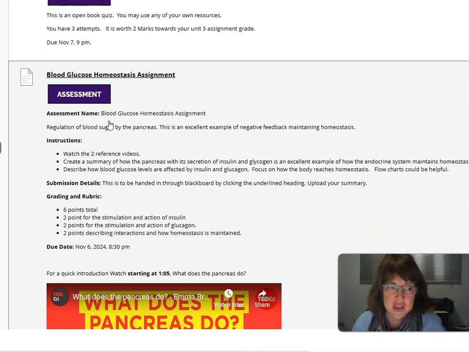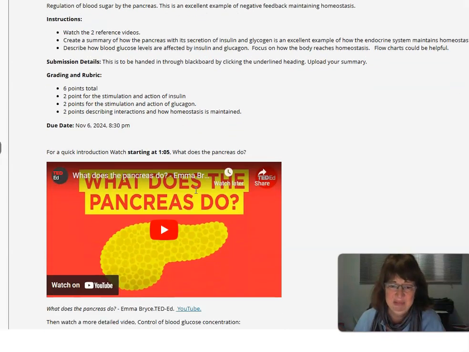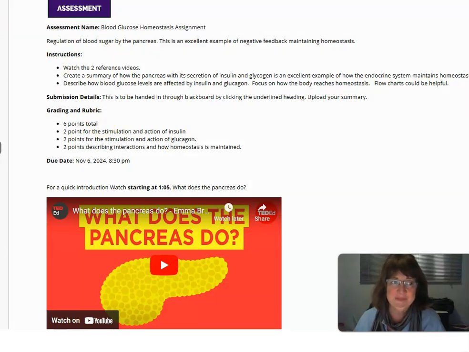So I wanted you to watch those 2 videos and then summarize how the pancreas secretes insulin and glucagon and how that is a beautiful chart. You could make it a flow chart if you want, but basically it's 6 marks in total. 2 for telling me what gets insulin going and its action, 2 to tell me the stimulation and action of glucagon, and then somehow show me how it is interacted. And that is due on the 6th because you guys have a bit of a holiday. Good. And that is the introduction for the endocrine system. A lot of memory work and big words, but you can do it.